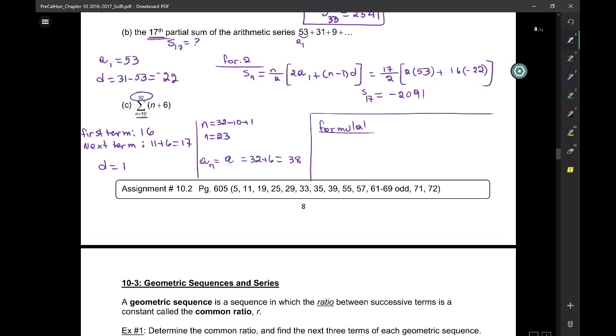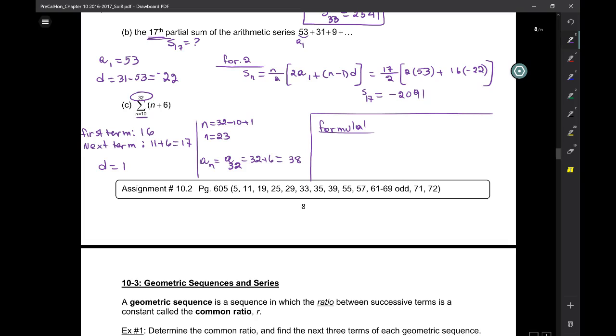So maybe it's less confusing if I wrote it like this: a_32 because it's the last term. There are 23 terms. It starts at 10 and goes to 32. So the first one is a_10, the last one is a_32.